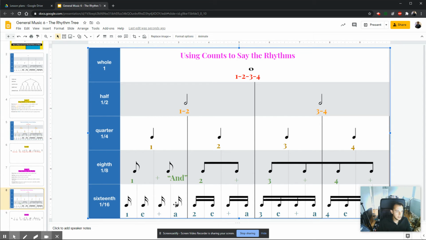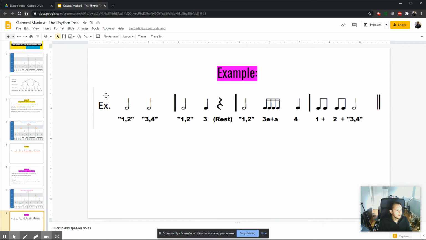In 16th notes, same kind of idea, but you're breaking it down even further. You can see that 1 and are every other note, 1 and 2 and, but now you have something in between them, which is the e and the ah. So it's 1 e and ah, 2 e and ah, 3 e and ah, 4 e and ah. So some examples. Here I have 1, 2, 3, 4, 1, 2, 3, rest. 1, 2, 3 e and 4, 1 and 2 and 3, 4.